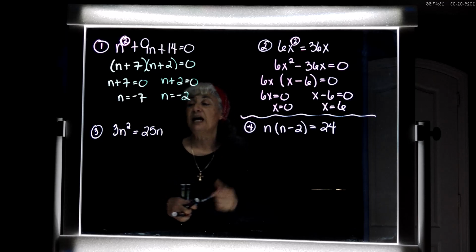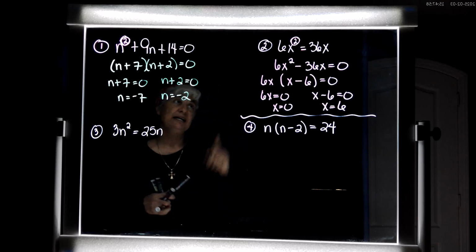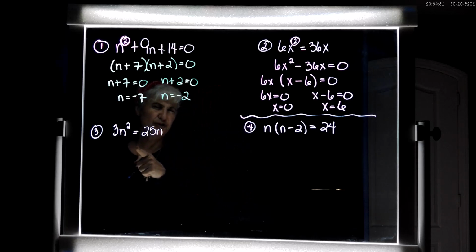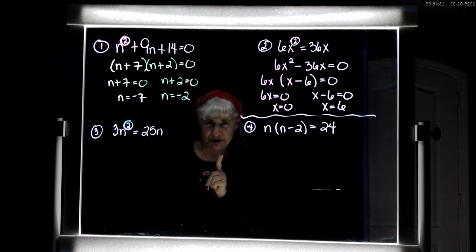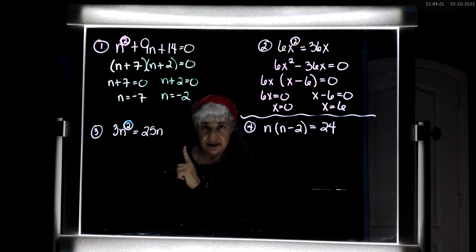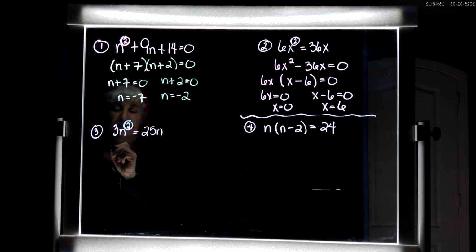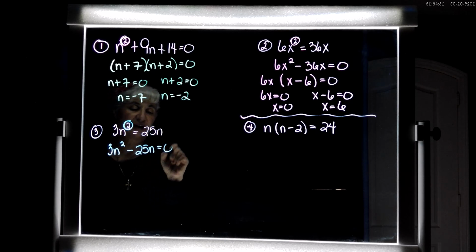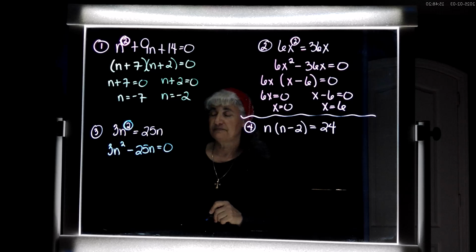So, number 3 looks familiar. Kind of looks like number 2, doesn't it? All right. How many solutions are you supposed to get? 2. So should you divide both sides by n? Very good. No. So set it equal to 0. My coefficient of n squared, I want it to stay positive, so I'm going to subtract 25n on both sides.